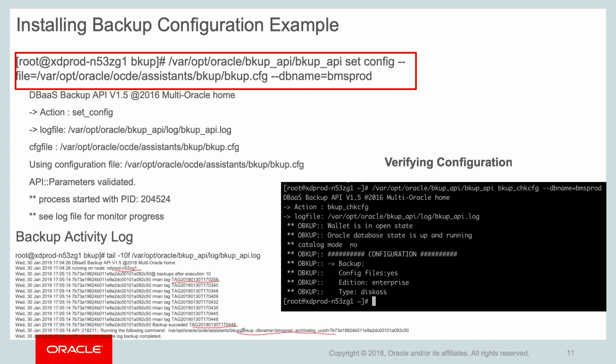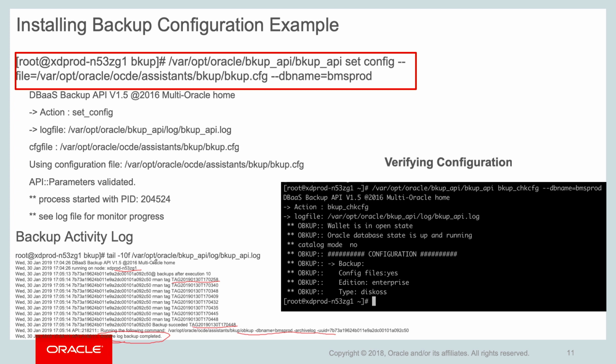So var opt assistant backup, o backup, db name, archive log, and the UUID. Even it shows the archive log backup is completed for my database. So this is the step to install the backup configurations here.